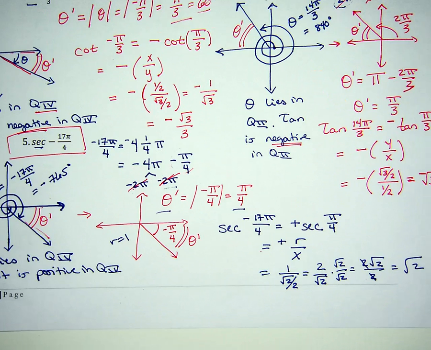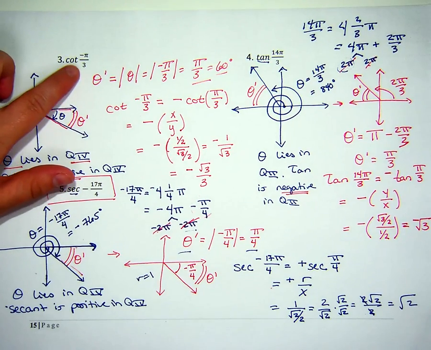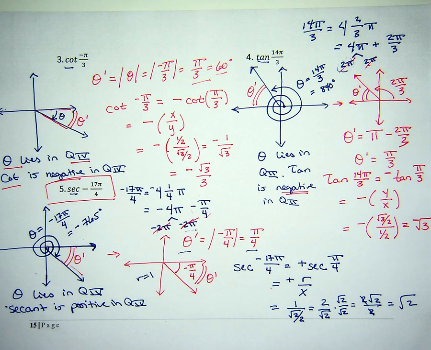So this is how we use reference angles to find the values of our trig functions when they cannot be found on the unit circle. Keep in mind, sometimes you can find them on the unit circle. Simply use your unit circle.